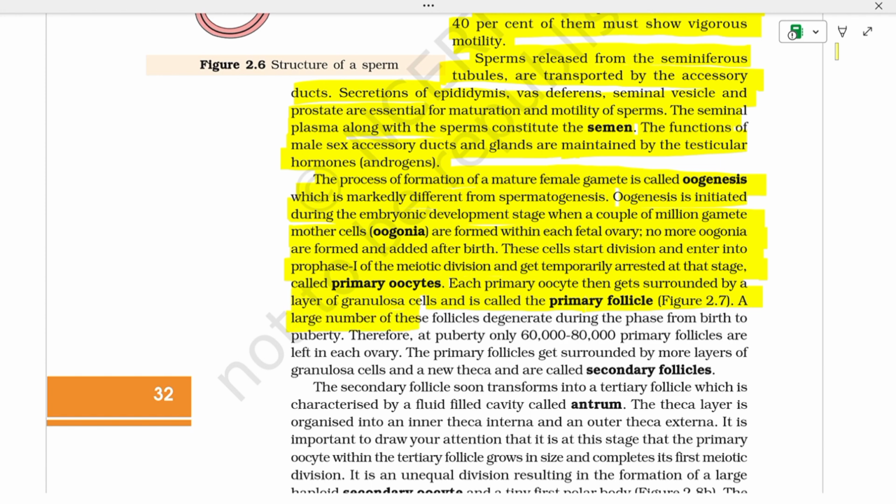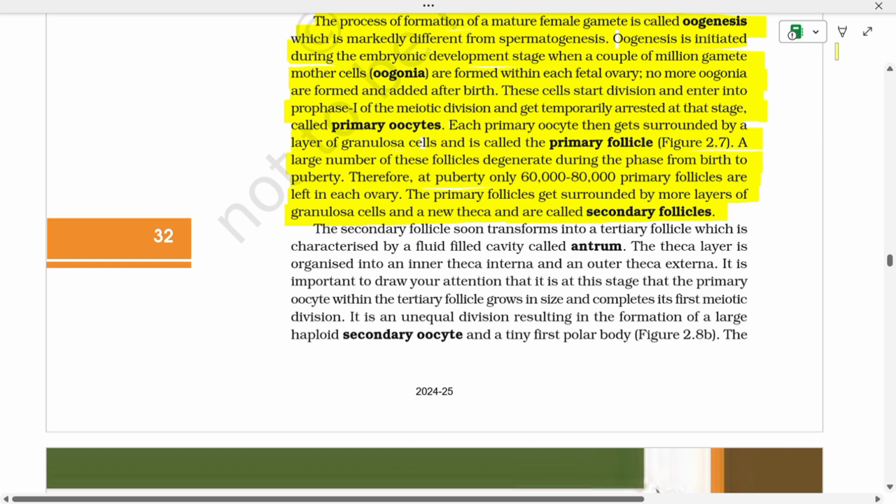Figure 2.7. A large number of these follicles degenerate during the phase from birth to puberty. Therefore, at puberty, only 60,000 to 80,000 primary follicles are left in each ovary. The primary follicles get surrounded by more layers of granulosa cells and new theca and are called secondary follicles. The secondary follicles soon transform into a tertiary follicle, which is characterized by a fluid-filled cavity called antrum. The theca layer is organized into an inner theca interna and an outer theca externa.